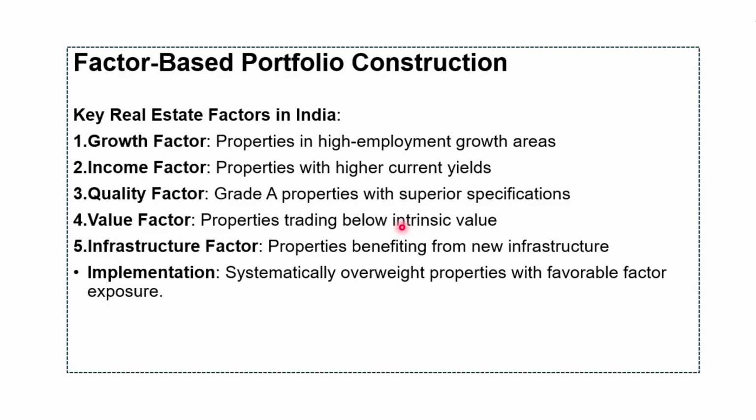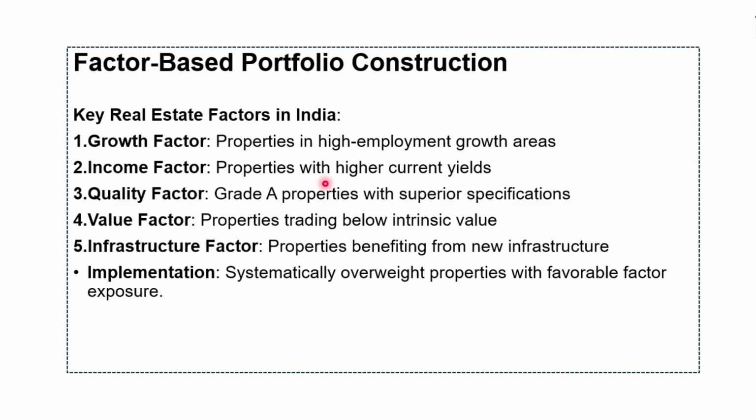Implementation basically involves systematic weighting of properties with favorable factor exposures. For example, if you believe the growth factor will outperform, you allocate more capital to properties in high employment growth areas. This approach provides a systematic framework for investment decisions rather than relying purely on intuition or ad hoc opportunities. So it helps ensure your portfolio benefits from structural themes you believe will drive returns over time.